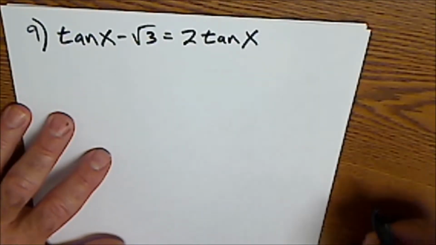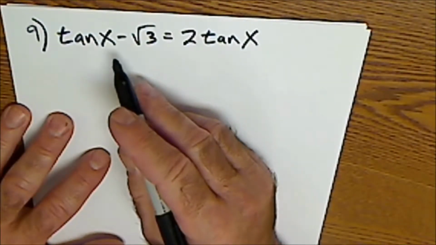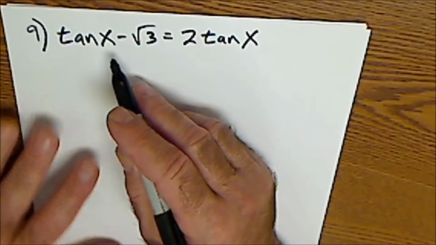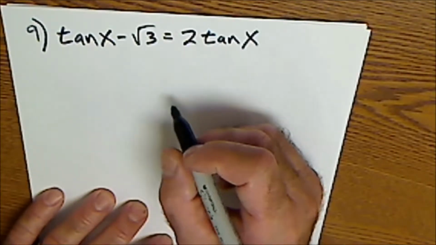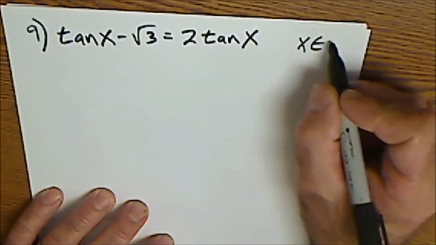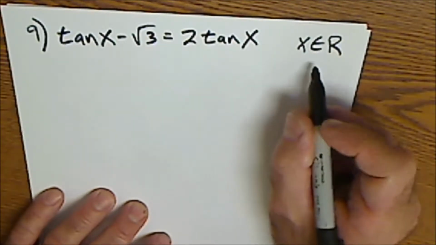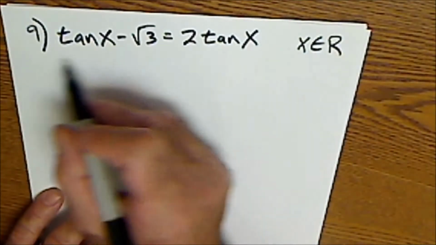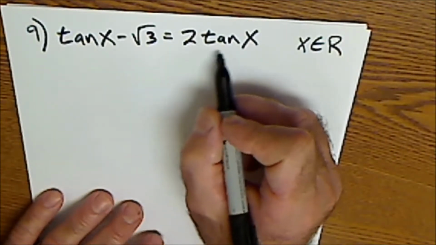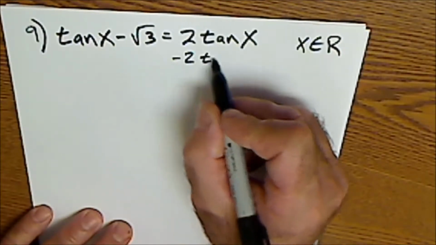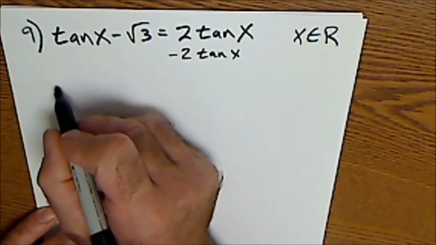Here's another problem, tan of x. So first thing I do when I see that x, I know I'm talking about radians, not degrees. This is number 9. And the domain x is an element of all real numbers, so I want a general solution. You cannot divide by tan of x because potentially you're dividing by 0. You got to subtract this from both sides. Subtract that from both sides of the equation.